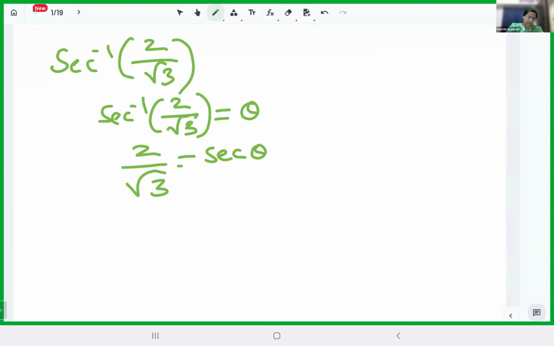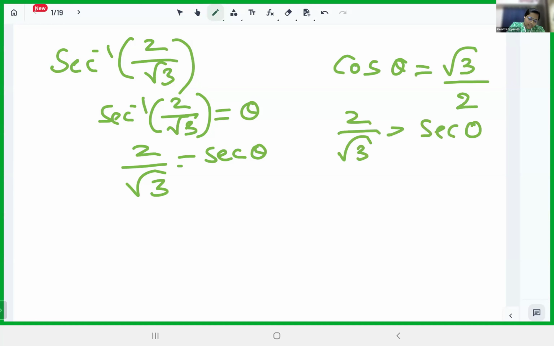Right. So, sec is the reciprocal of which function? It is the reciprocal of the cos function. So you check for which value of theta cos theta will give you root 3 by 2. Since sec is a reciprocal of cos, 2 by root 3 is equal to sec theta, isn't it? If I take the reciprocal here, we have to take the reciprocal on the left side also, right? So it will become root 3 by 2, isn't it? Here 1 by sec theta is nothing but cos theta.